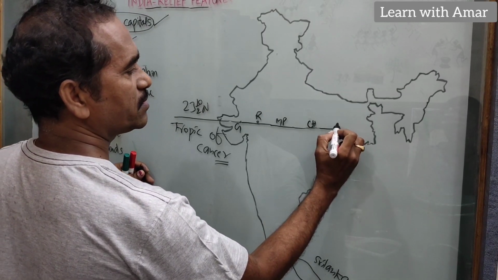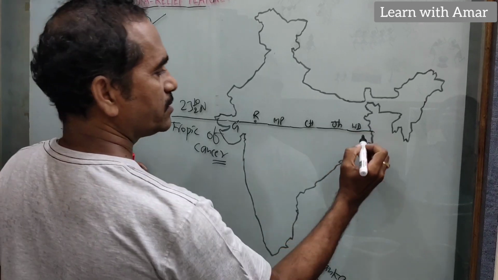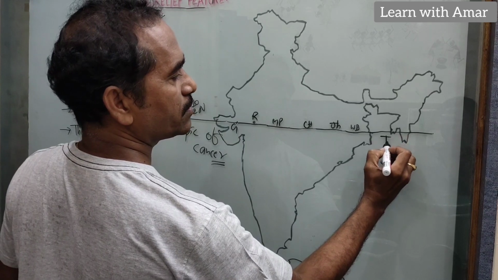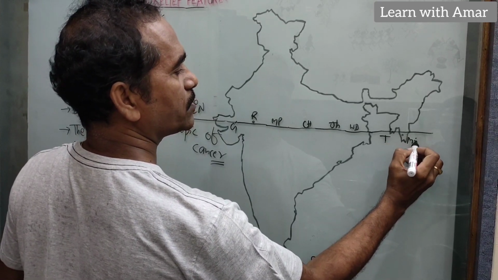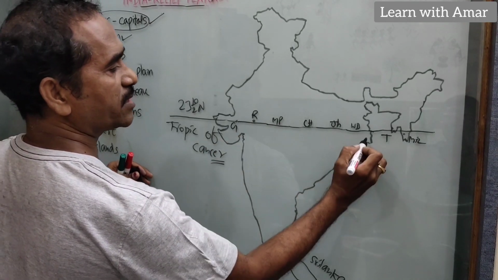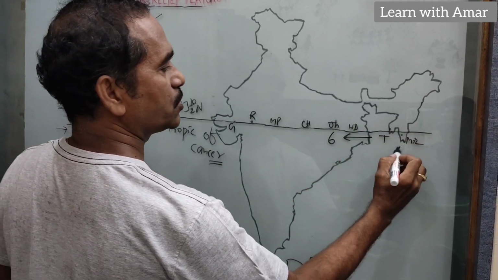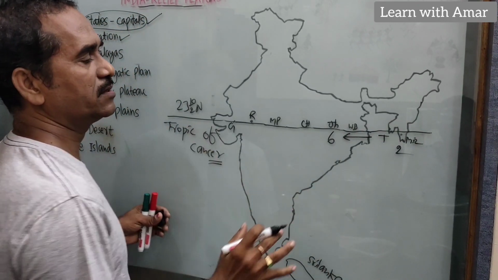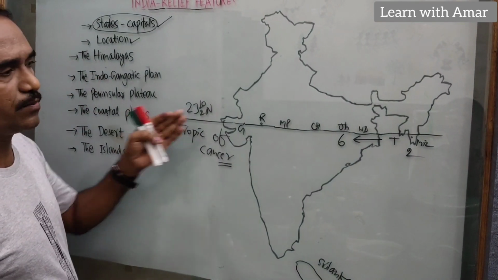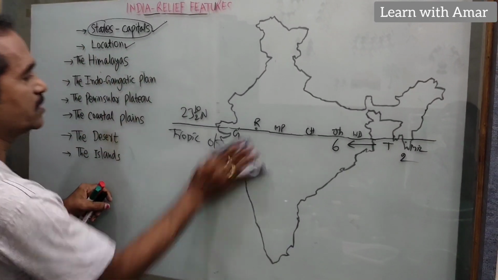Then it enters Jharkhand, then West Bengal, and also here two. One is Tripura, and this is Mizoram. How many states? 1, 2, this side, 1, 2, 3, 4, 5, 6. This side from Bangladesh, this side 6, that side 2. Total 8 states. There are 8 states that the Tropic of Cancer passes through. Very important point. Okay, let's move on to the next topic.